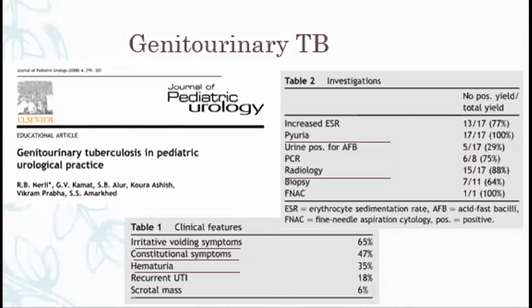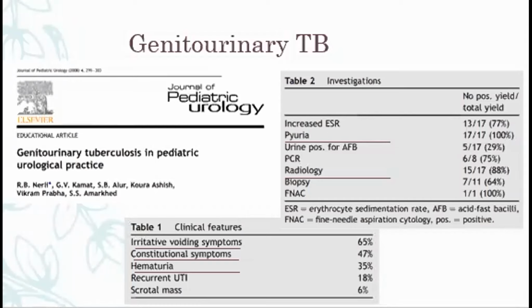There was a study published here in the Journal of Paediatric Urology. This study reviewed case records of 17 children that were diagnosed and admitted at their center over 15 years. And as you can see here, if you look at table 1 at the bottom first, the most common clinical features that these patients came in with were irritative voiding symptoms, constitutional symptoms, and hematuria. So if you see a patient with a query UTI, TB should always be at the back of your mind as well.